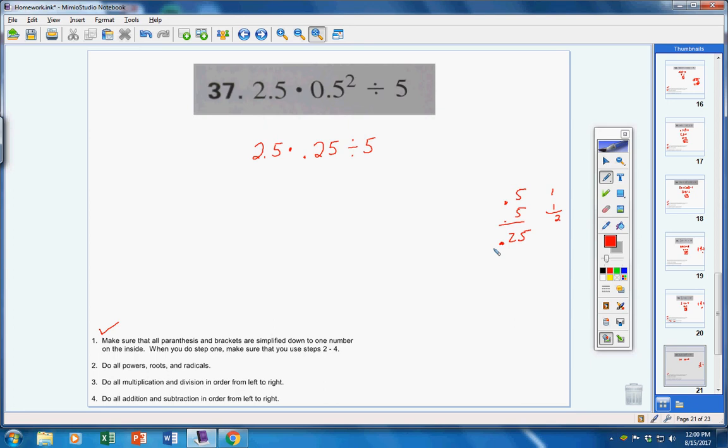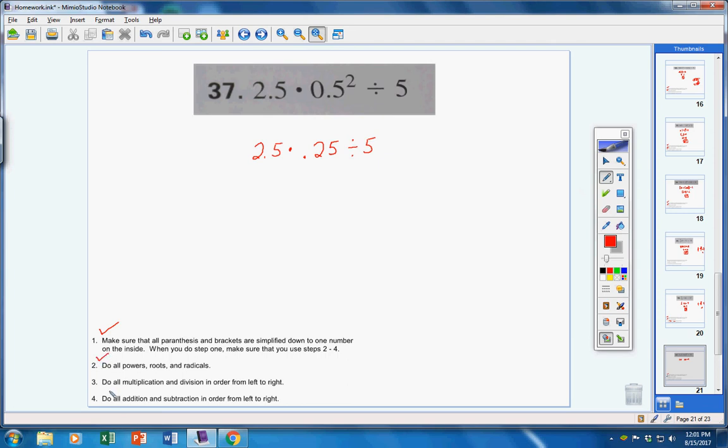Okay? A lot of students get confused. They think that you bring the decimal straight down. They put 2.5. You only bring the decimal straight down when you're adding or subtracting, not multiplying. Alright? Now, my powers are taken care of.